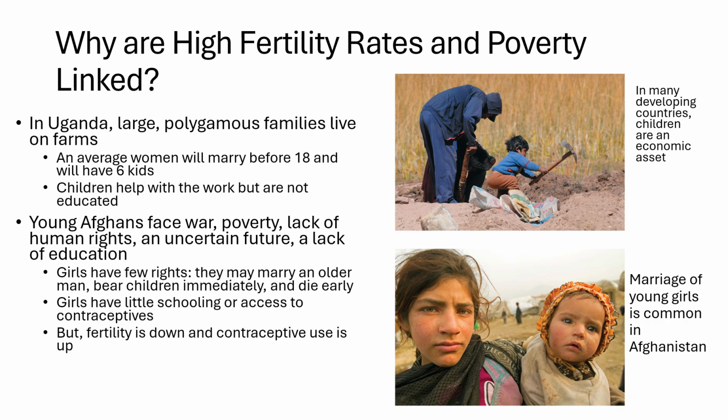Another example is Afghanistan. In Afghanistan, young people are facing challenges such as war, poverty, lack of human rights, lack of access to education, and this makes for a very uncertain future. Girls are affected more than boys. They marry very young, sometimes to men that are much older than them. They typically bear children immediately after being married, and then they die quite young. So those girls have almost no access to school, and they don't have access to contraceptives.